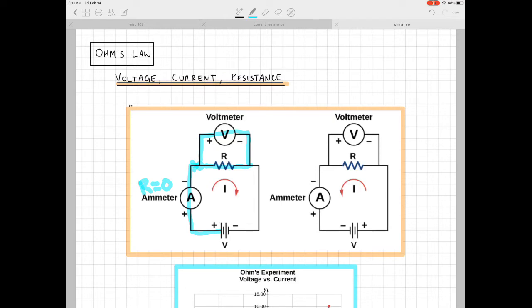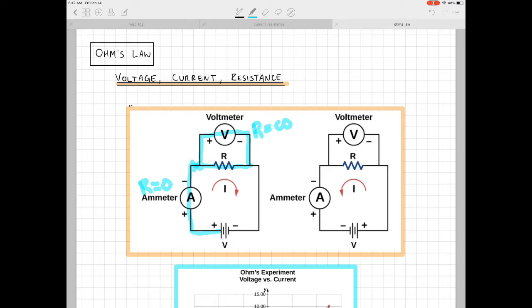And the way the current decides, as if it has a choice, is that the current preferentially divides up and goes down the path of least resistance. And so what that means is that our voltmeter needs to have a very large resistance. So I'm writing R equals infinity. So the resistance in your voltmeter needs to be very, very high.